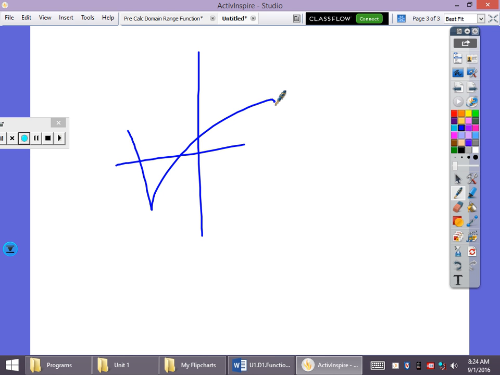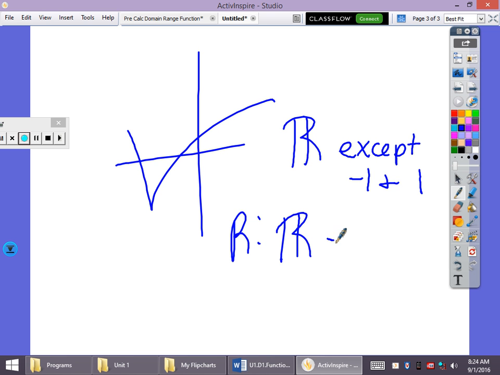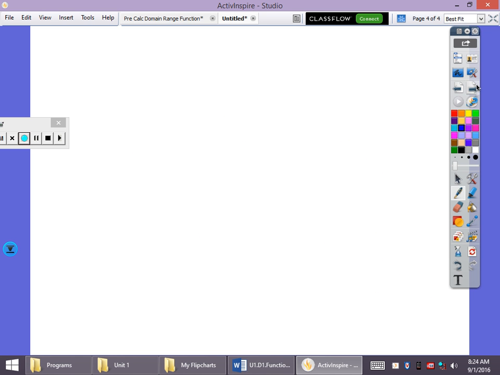Okay, this one is going to be for the domain. All real numbers except -1 and 1. And my range is going to be all real numbers except what? 0 and 1. Cool? Now, the very last one is tricky because I have solid dots and open dots.